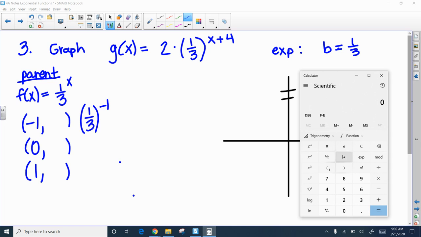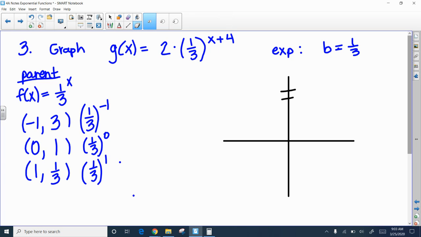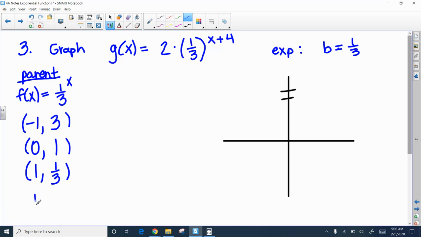Let me clear what's in there. So I would have in parentheses 1/3, so 1 divided by 3, to the -1 power gives me 3. Okay, the next one I'd have 1/3 to the 0 power. Anything to the 0 power is just 1. And then lastly, I'd have 1/3 to the 1 power, which is just 1/3. So that's where my points are coming from for my original. So now let's do our transformations. Also on our original, our asymptote is always y equals 0.